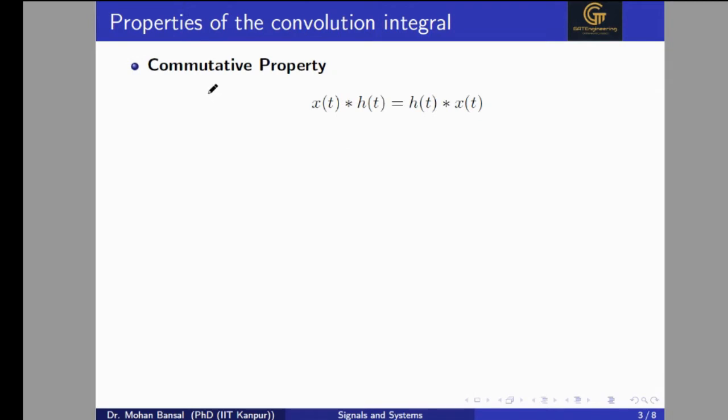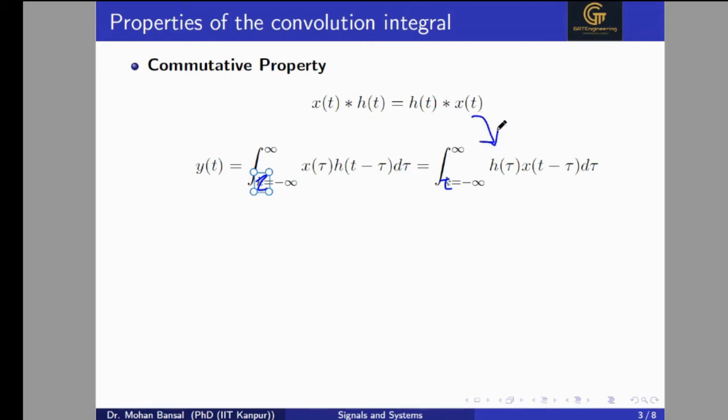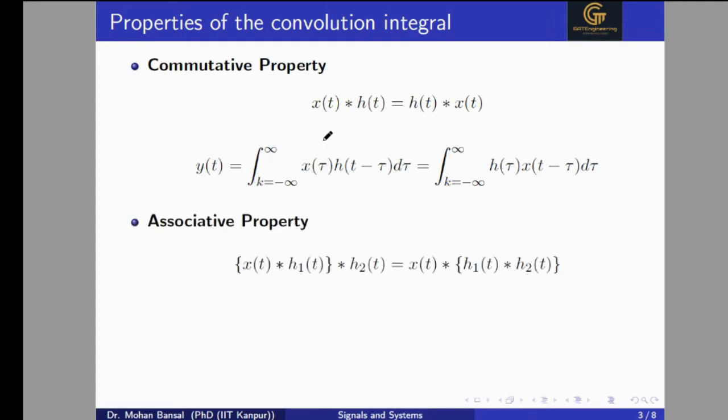Now we'll discuss some properties of the convolution. First, the commutative property, which is defined as x(t) convolution h(t) is equal to h(t) convolution x(t). So here we can write y(t) equal to the integration from tau equal to minus infinity to infinity of x(tau) h(t minus tau) d tau. That can be written as the integration from tau equal to minus infinity to infinity of h(tau) x(t minus tau) d tau. This integration is defined for h(t) convolution x(t) and the left side integration is defined for x(t) convolution h(t). So both satisfy the commutative property. We can interchange x(t) and h(t) to get the response, and we'll get the same response in both cases.